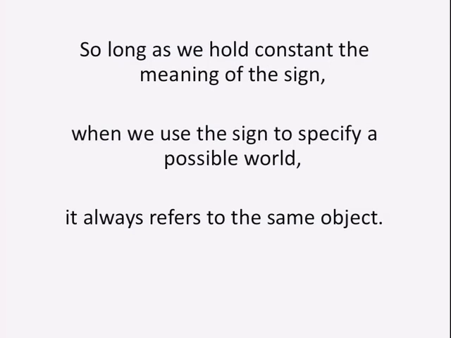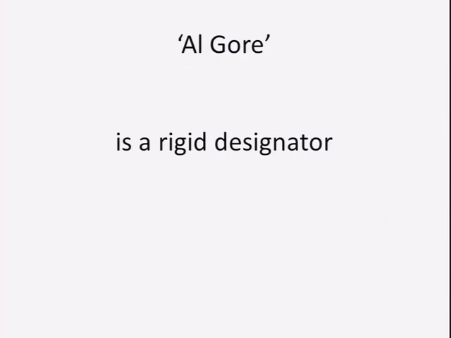Is that really plain at this point? Stop me if you're not comfortable with this. It should be plain as day that the name Al Gore, by this definition, is a rigid designator. That's what it means to use a name to keep tabs on the same thing from world to world. And that's true for proper names generally. Okay, so Al Gore is a rigid designator.